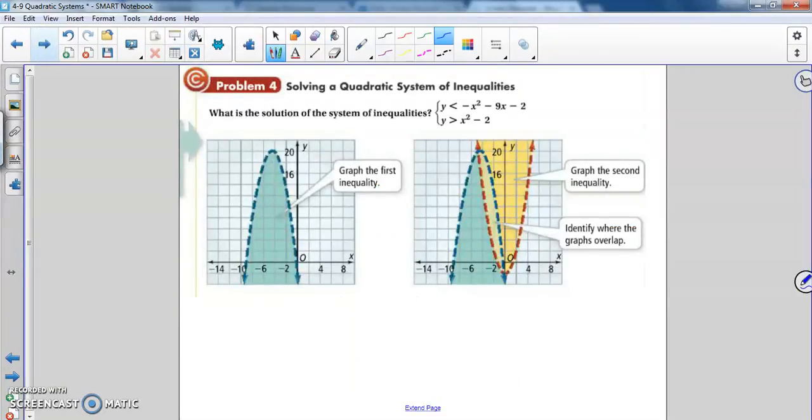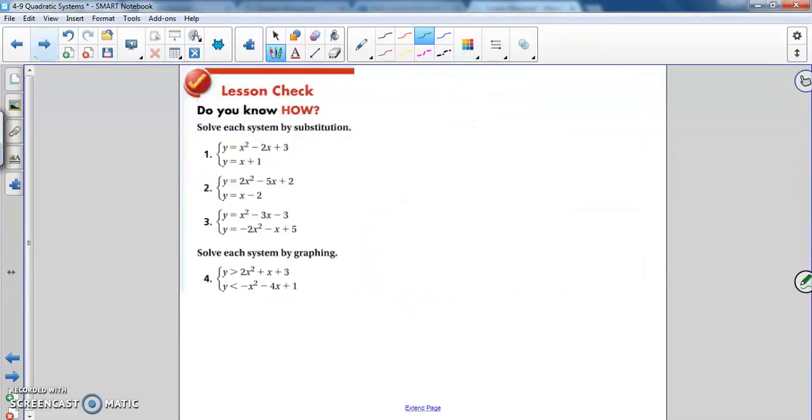Solving a quadratic system of inequalities is once again going to be using the same methods we did while we were solving systems of linear inequalities. We're going to graph the first quadratic and shade, graph the second quadratic and shade. The region they intersect, which would be here in the middle, would be our solution to this system of inequalities. Try these on your own and you're good for solving quadratic systems.